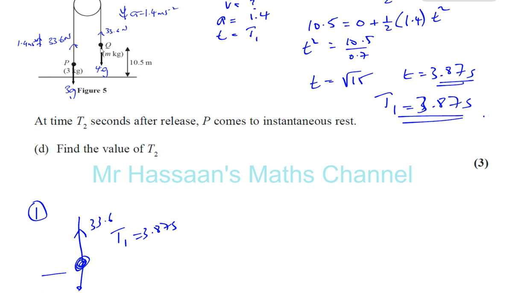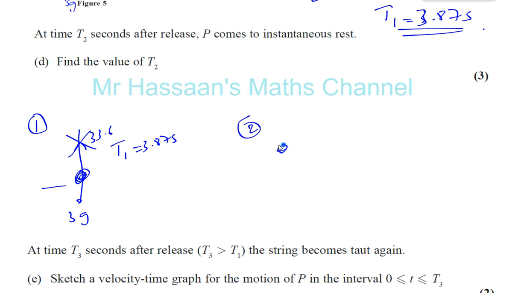Once Q hits the ground, the string is not tight anymore and the tension has gone. So the second situation is without the tension. You just have the weight, 3g, and that's it. So we know that the acceleration now is just g, and it's acting downwards.